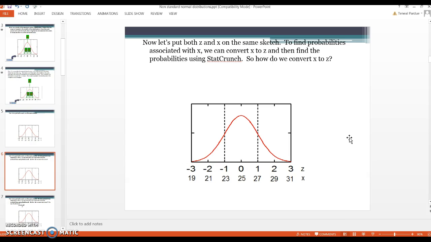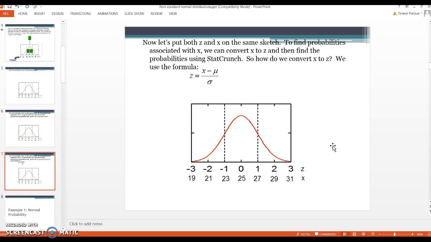So if we wanted to find a probability associated with x, what we could do is convert it to z. We could find out what the z value is, and then find the probability of z using StatCrunch the way we did before. So the question is then, how do we convert from x to z? Well, it's a pretty simple formula. And again, this is an important formula for us. Z equals x, that's the value we want to convert, minus the mean, divided by the standard deviation.